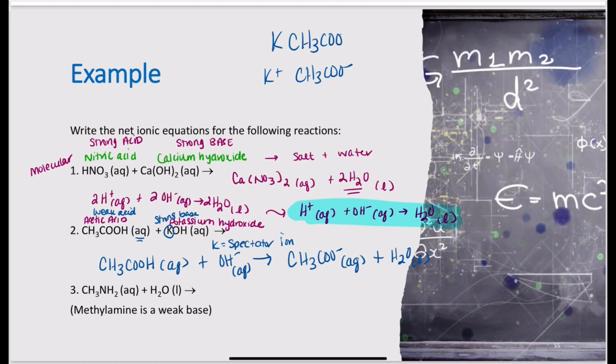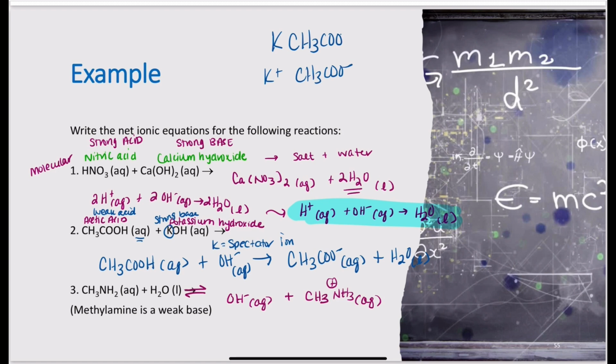And methylamine is a weak base. We're going to get more into bases in second semester. But if I tell you something is a base, you have to recognize that it steals the proton. A base also forms hydroxide in solution. So to form hydroxide in solution, that proton had to go somewhere, and it goes to the methylamine, giving it a positive charge. So there's not a real spectator in that reaction.